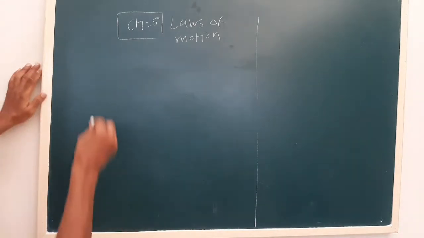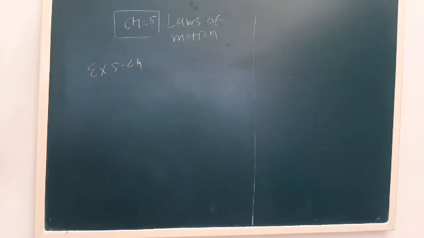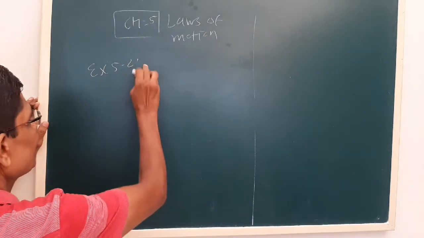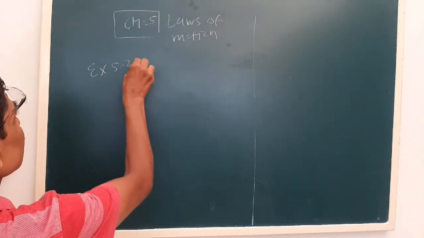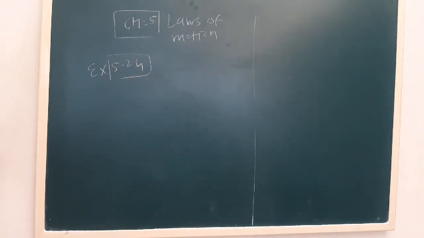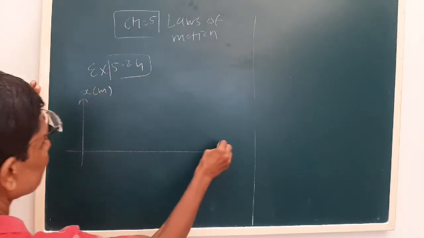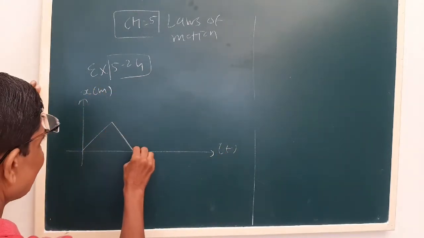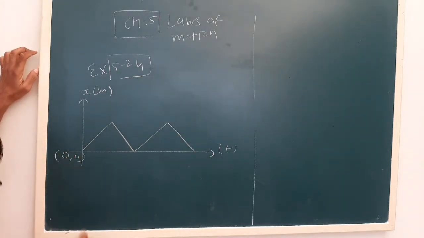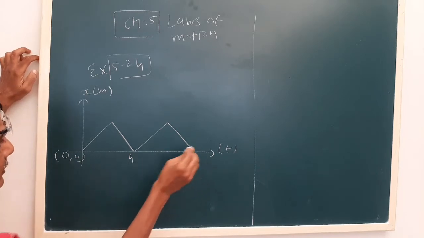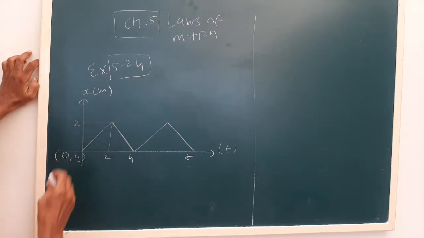Now exercise number 5.24. Some of the additional sums we should also solve, that's why we are taking exercise sum number 5.24. Here the displacement versus time graph is given. X is in meter, t is in second. They are symmetric triangles. Coordinates are 0, 4, 8, and x is given as 2. Here it is given in centimeter.